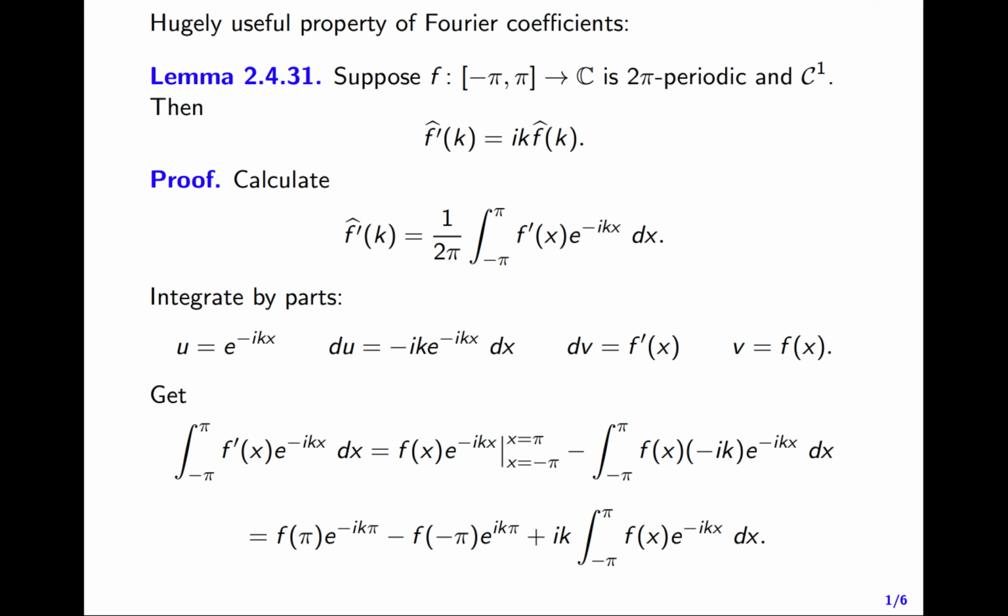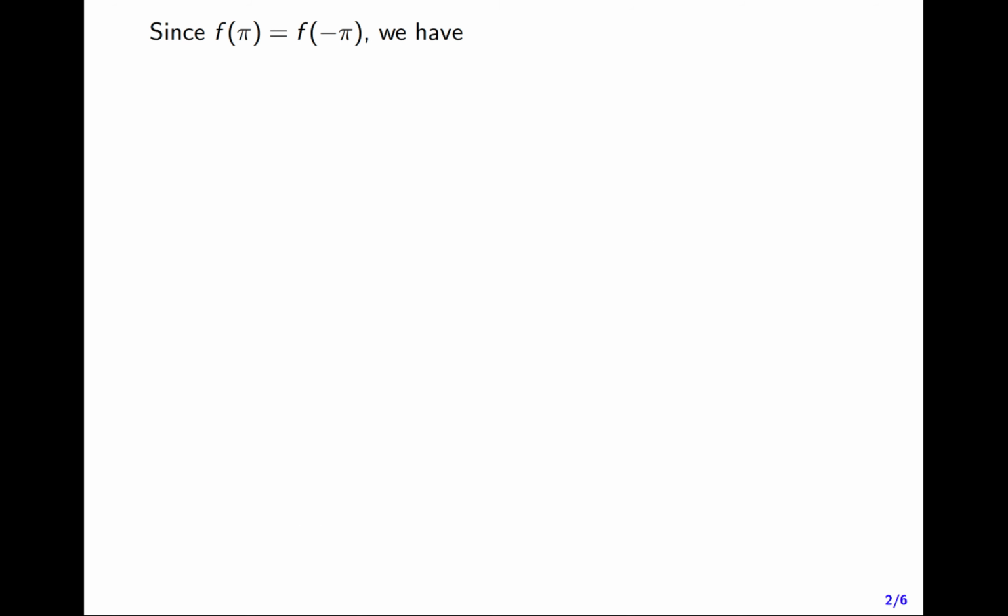And so we're just careful about all our plus and minus signs going from one line to the next. And we should like this because we're now seeing an integral of f of x against e to the minus ikx. So we assumed that f was 2 pi periodic, f of pi equals f of minus pi. This tells us that our first two terms in the integration by parts expression, f of pi times e to the minus ik pi minus f of minus pi times e to the ik pi, is equal to, let's pull out that f of pi, since f of pi and f of minus pi are the same, f of pi times e to the minus ik pi minus e to the ik pi.